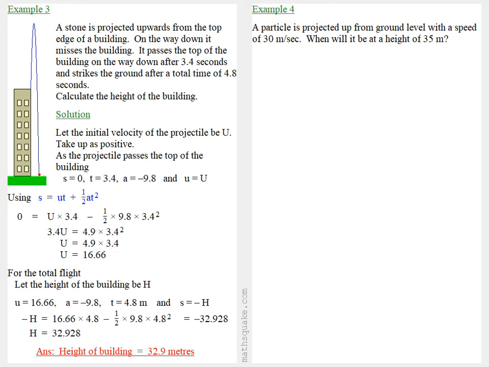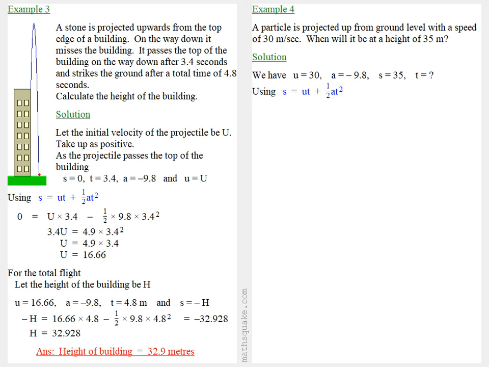Let's have a look at one more example, example 4. A particle is projected up from ground level with a speed of 30 metres per second. When will it be at a height of 35 metres? Well, to solve this, let's take up as positive. We have u is equal to 30, a is equal to minus 9.8, s is equal to 35, and we're trying to find out the value of t.